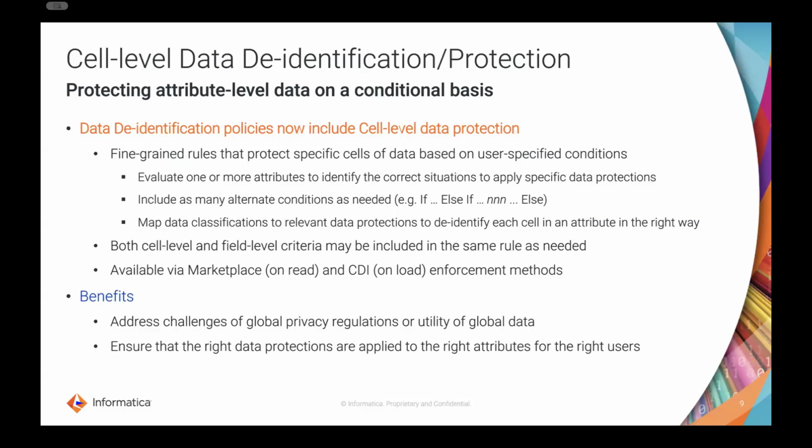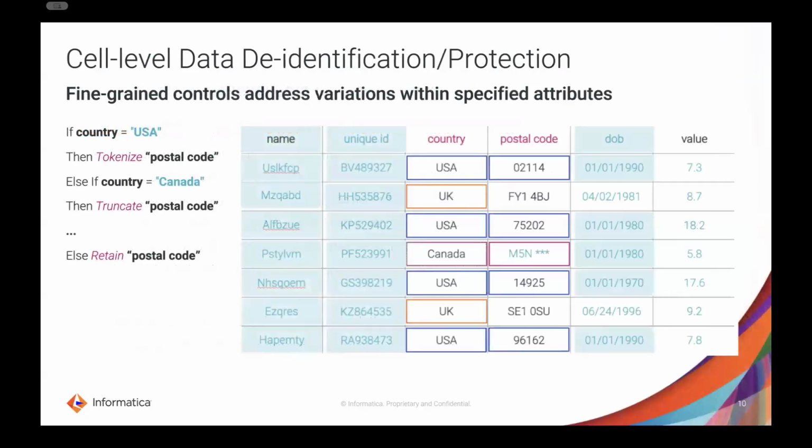This gives you the advantage of being able to really address some of the challenges of global privacy regulations, where you might have different requirements for one country versus another country, but that country code is part of your data. This capability will be available through the marketplace, on read or on query, and through the CDI enforcement methods, and really ensures that the right protections are applied to the right attributes at the right time for the right users.